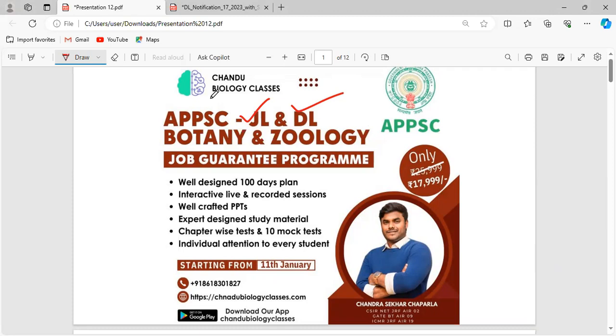So by considering all these difficulties, Chandu Biology classes has decided to conduct a class for botany and zoology. What we can ensure you by joining our classes are, first, complete completion of syllabus, 100% guaranteed. The second one is complete analysis of previous year question papers. The third one is complete notes for each and every topic mentioned in the syllabus. The fourth one is, after completing each unit, a unit-wise test will be conducted. And the most important thing is doubt clearance will be available at no specific time.